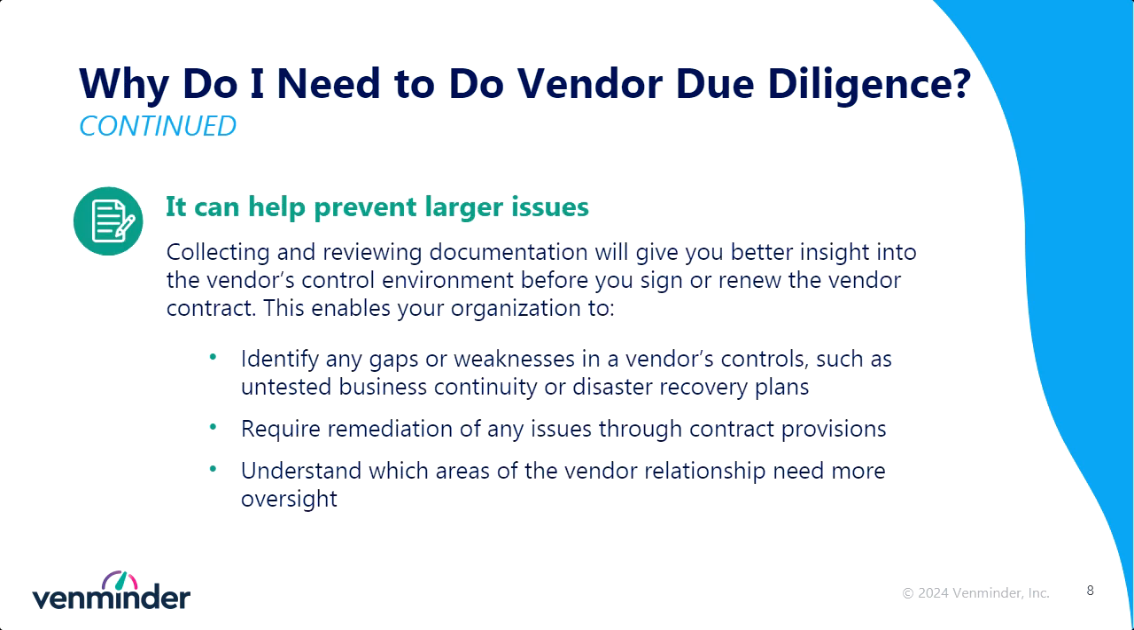The last reason I want to cover is that due diligence can help prevent larger issues. When you collect and review this information and documents, you'll have better insight into the vendor's control environment, which may have some concerns that you want to address before you sign or renew the contract. The due diligence process allows you to identify any gaps or weaknesses, such as the vendor's untested business continuity plan. So when these gaps are identified early, you can require remediation through contract provisions. And in general, due diligence helps you understand which areas of the vendor relationship will need more oversight. If a vendor has significant gaps in their security controls, you'll know that this is something that needs to be monitored and tracked more closely.